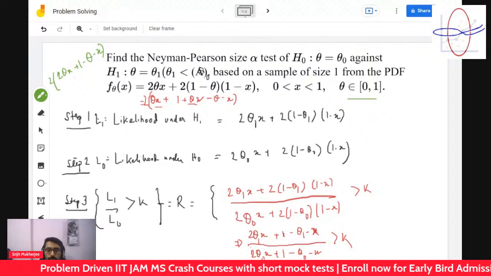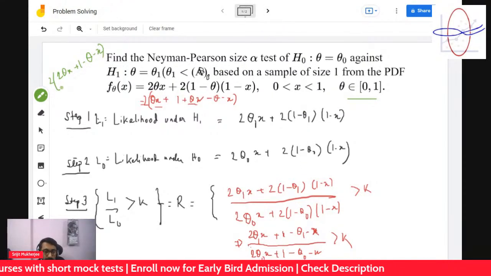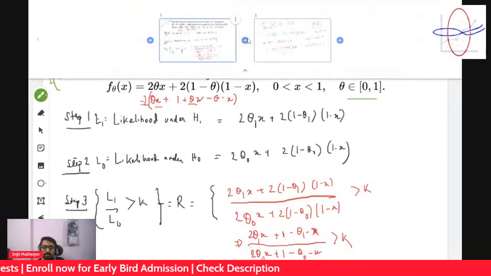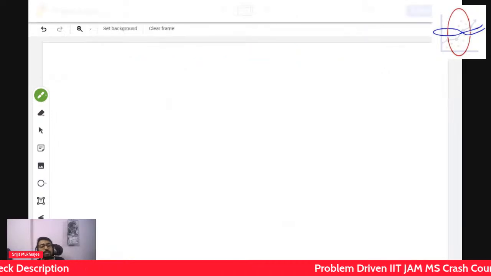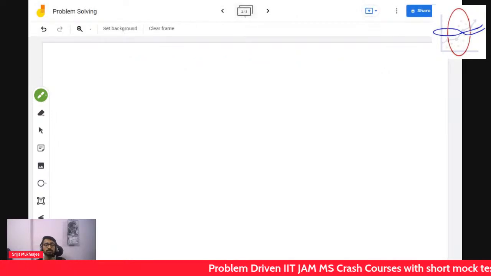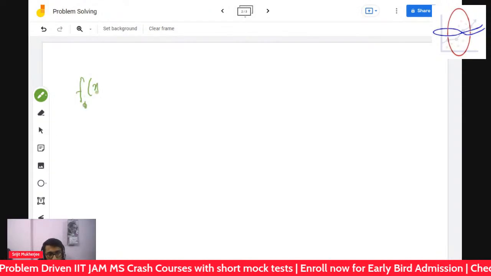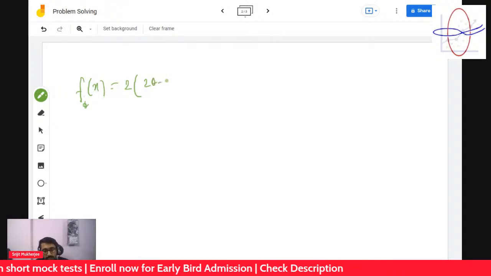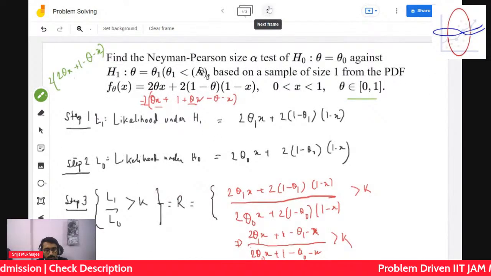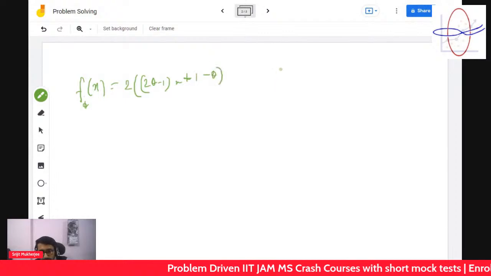So tell me now, what will you do? Think about this equation. See, I'm going to the very basic of it. I'm not only giving you the way out, but also the intuitions. The intuitions are important. So here, f of x given theta is what? Twice x times (2 theta minus 1) plus (1 minus theta), where x is between 0 and 1.